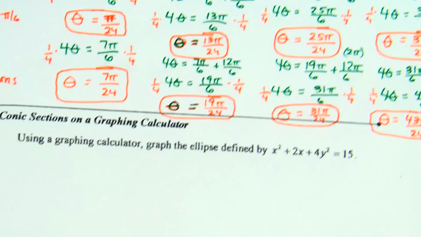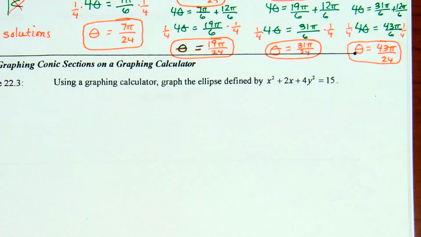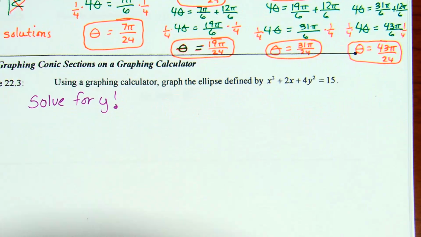We keep going back to these conics in different ways, right? We've talked about them in several different ways. This one is using a calculator. Can you graph the ellipse defined by the given equation? Well, you hear the word calculator and graphing, and what do you know? So we need to take whatever equation they give us and solve for y. So we are given x squared plus 2x plus 4y squared equals 15.